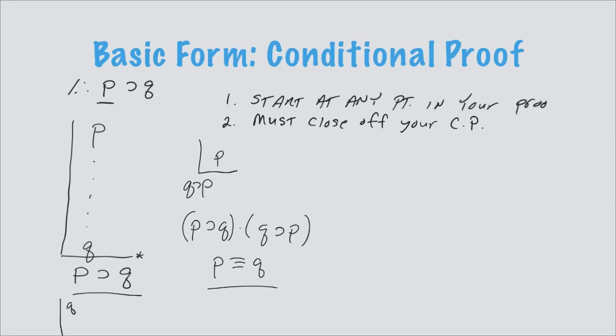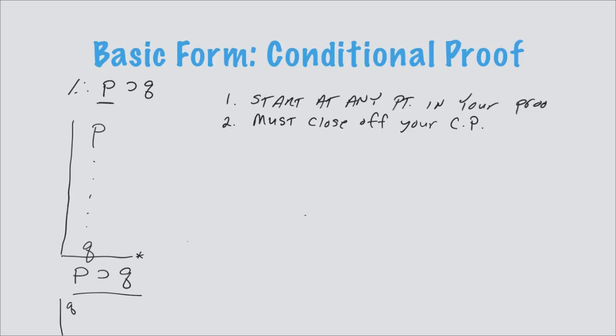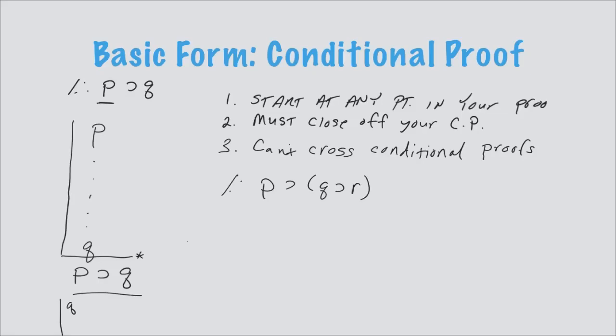So you must close off the conditional proof when you're done. You can't leave that sort of hanging out there without finishing. The last thing is that you can't cross conditional proofs. And what I mean by that is conditional proofs can be embedded within each other. So if I imagine a situation like this, I've got P therefore Q therefore R as my conclusion. Now the setup for that obviously is 2 horseshoe statements, so I'm thinking, well, conditional proof sounds good, but I've got this larger horseshoe statement and I've also got this smaller one.